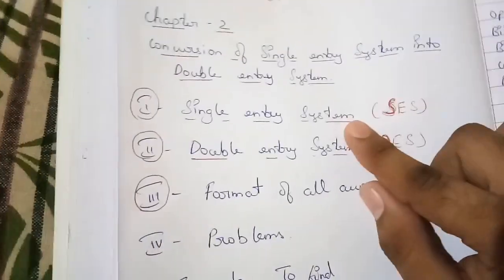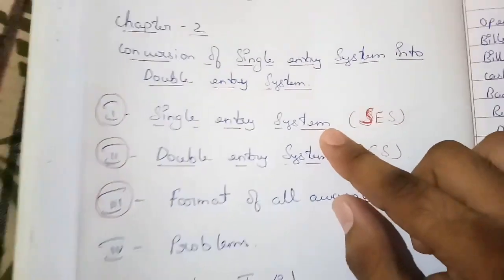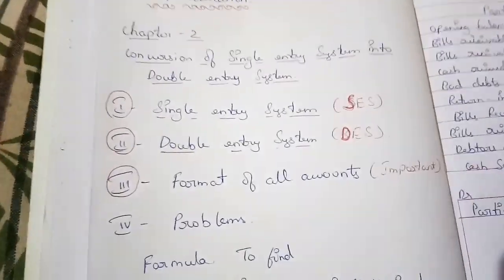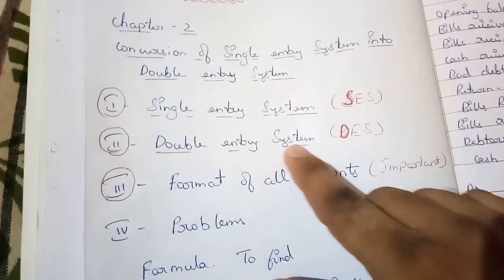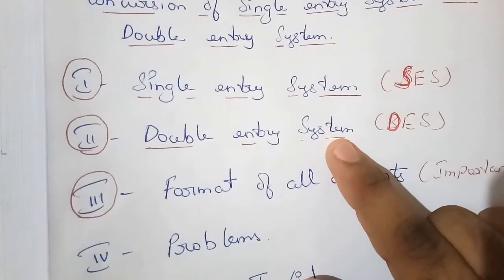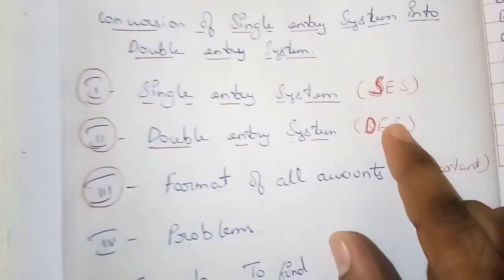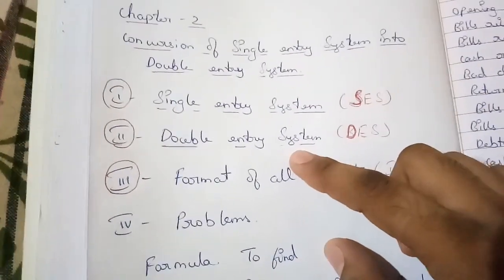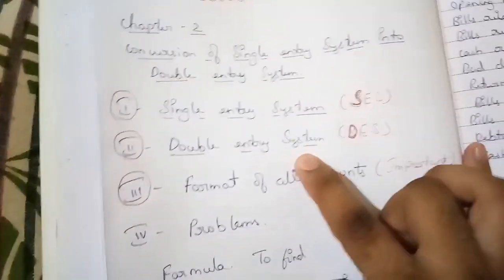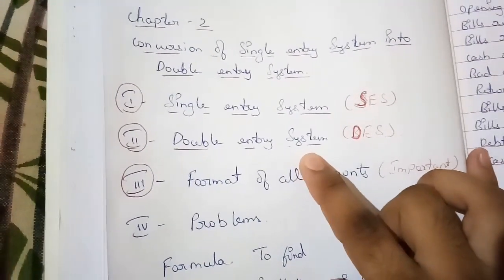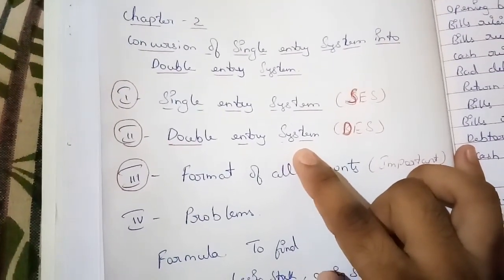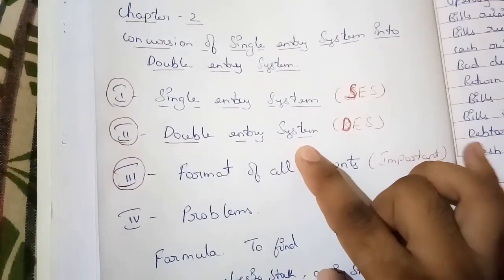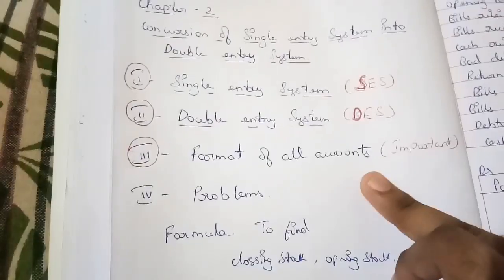So guys, this is an informal way of accounting system. Here accounting principles are not followed, and in this the accounting principles are followed clearly. Double entry system is the opposite of single entry system. Here they will maintain everything in a systematic method, all data are recorded in chronological order and kept in books of accounts. Next, we'll go to all the formats.